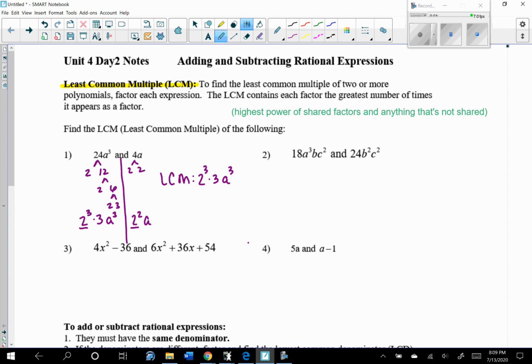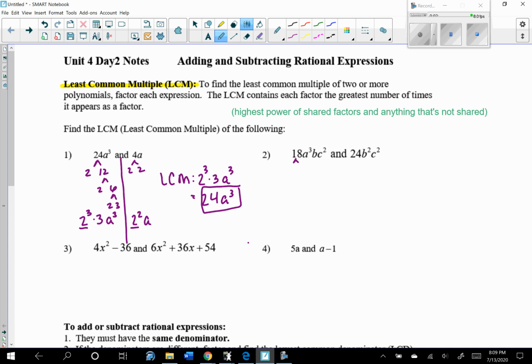We just need to multiply this out. So 2 cubed is 8. 8 times 3 is 24. So the LCM is equal to 24a cubed. And so that means that both of these are divisible by 24a cubed. So then over here, same thing.